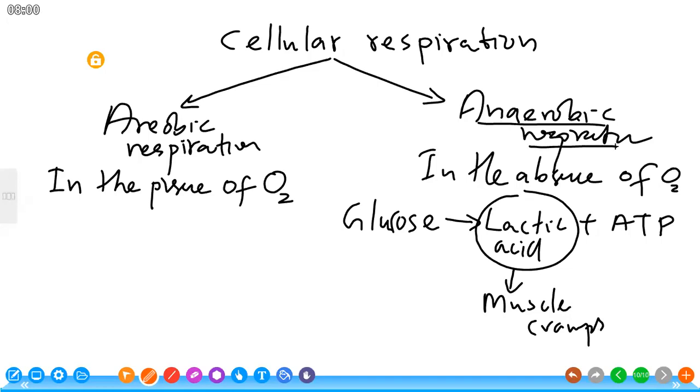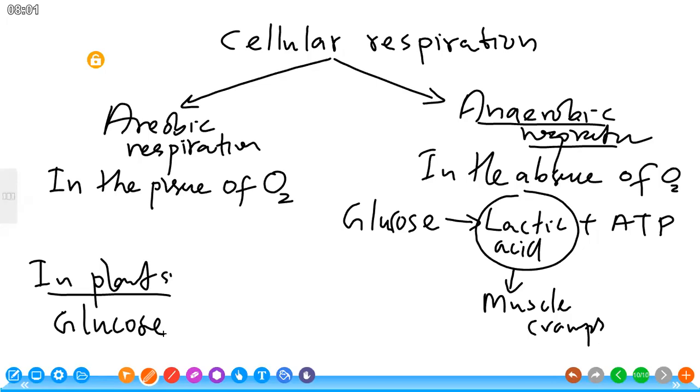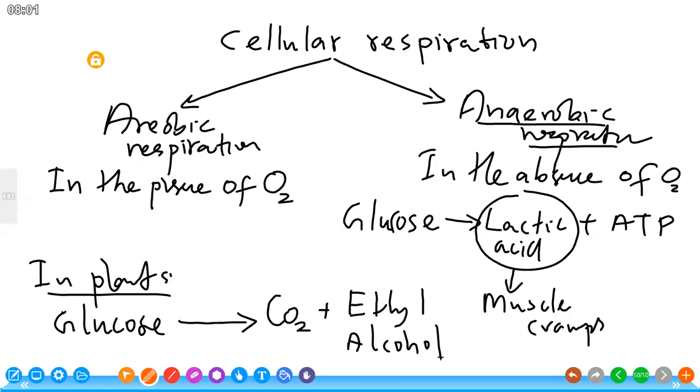In plant bodies and some microbes like yeast, it is very useful. In plants, during anaerobic respiration, glucose undergoes respiration in the absence of oxygen, producing carbon dioxide, ethyl alcohol, and a small amount of energy.